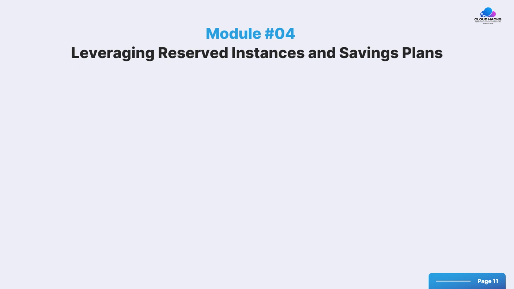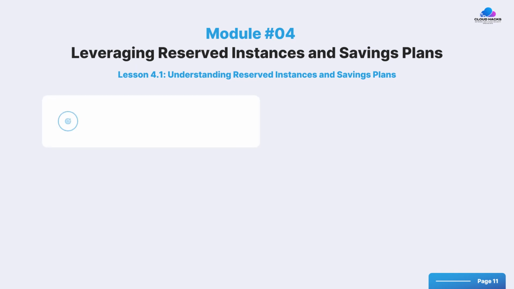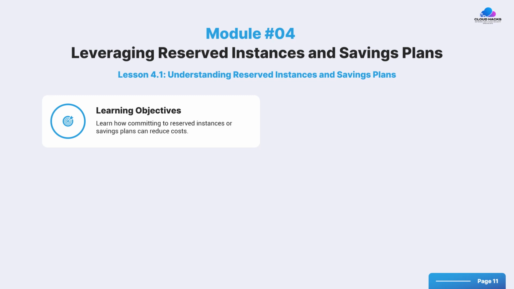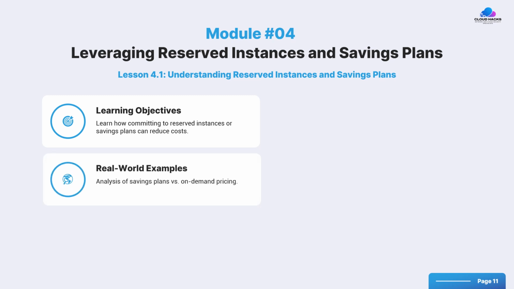Module 4. Leveraging reserved instances and savings plans. Lesson 4.1, Understanding Reserved Instances and Savings Plans. Learning Objectives. Learn how committing to reserved instances or savings plans can reduce costs. Real-world examples. Analysis of savings plans versus on-demand pricing.